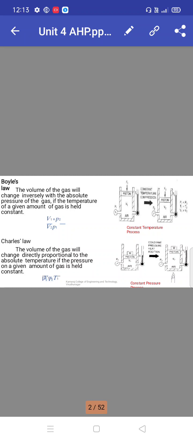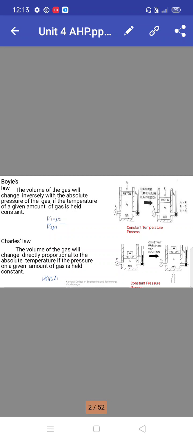The volume of the gas will change inversely with the absolute pressure of the gas if the temperature of a given amount of gas is held constant. This volume is inversely proportional to pressure. That is, volume is proportional to 1 by P. So that is mentioned here: P1 V1 is equal to P2 V2. This is the process where temperature is kept constant.